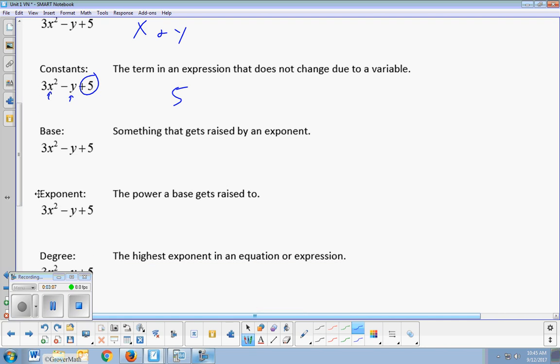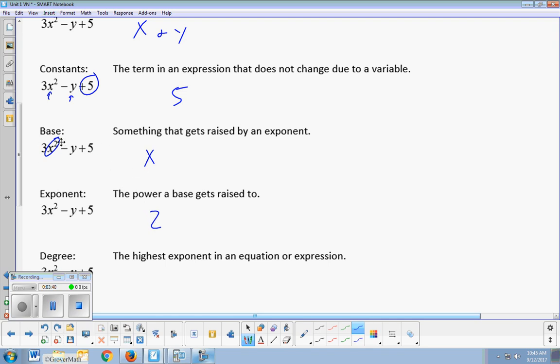Base and exponent go together. Every term and everything within a term could be considered a base and has an exponent. Now, 3x squared here, there's a difference between that and 3x in parentheses squared, where the whole thing is being squared. That's not what's happening here. Only x is being squared. So x would be considered a base, and 2 would be the exponent. For x squared, x is the base, 2 is the exponent.